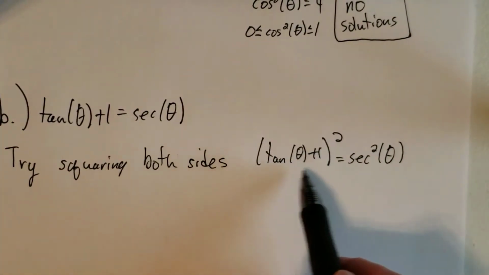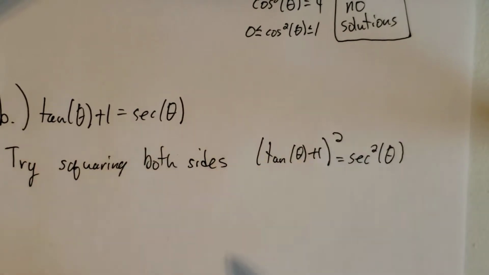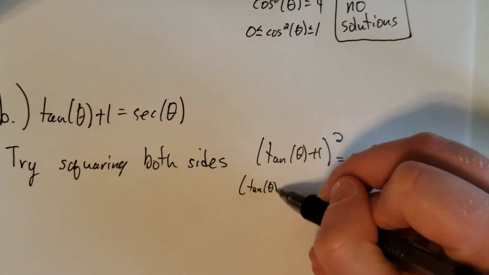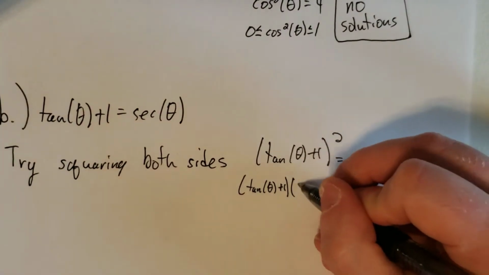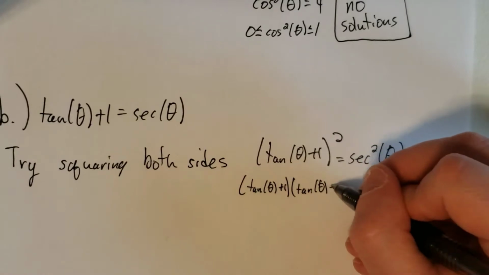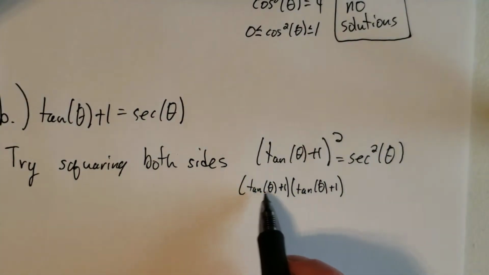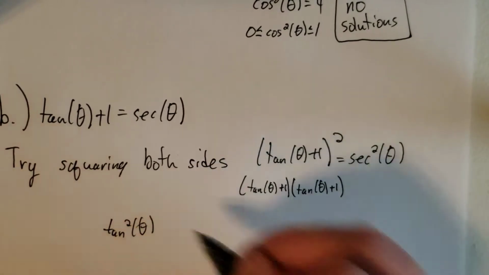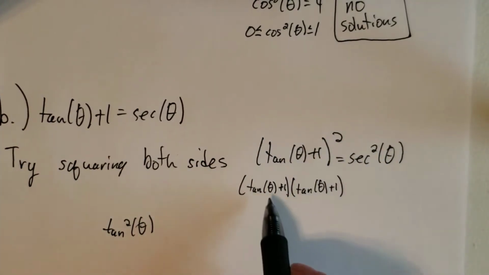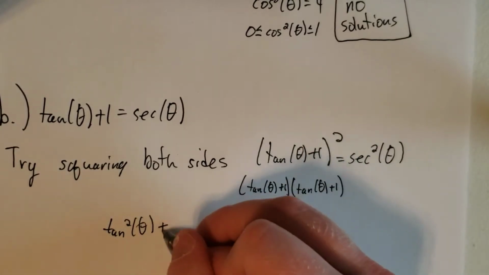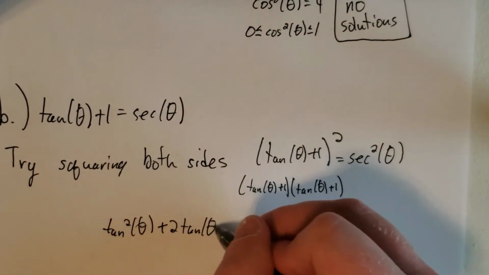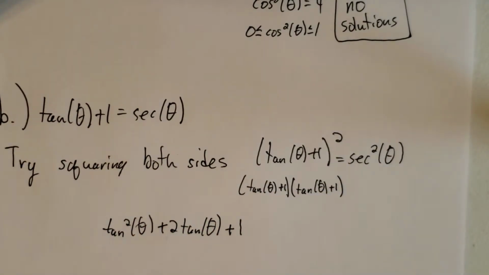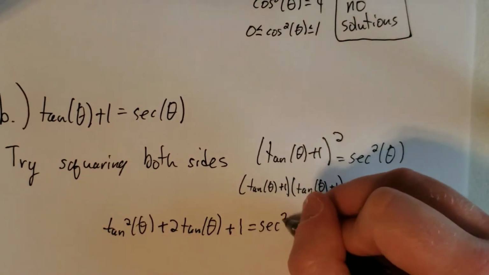So let's go ahead and multiply out tangent of theta plus 1 times tangent of theta plus 1. I'll write that real quick. If we're squaring something, that means write it down twice and multiply. So tangent of theta times tangent of theta is tangent squared of theta. Then 1 times tangent of theta plus another 1 times tangent of theta is 2 tangent of theta. 1 times 1 is 1, so plus another 1. And this is equal to secant squared of theta.